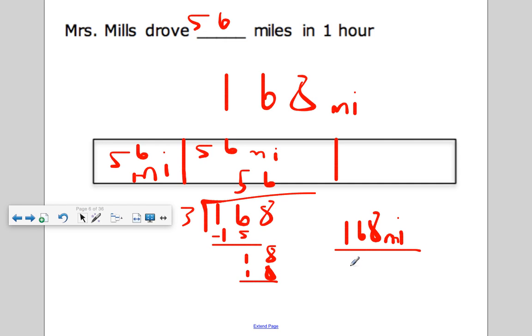So 168 miles is 3 hours. I need to break this down into 1 hour. So how do I break 3 hours to 1 hour? I divide by 3. As you can tell, I did it already. So it's 56 miles in 1 hour, 56 miles each hour, 56 miles per hour.